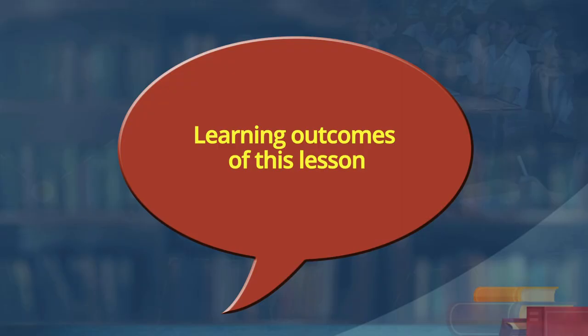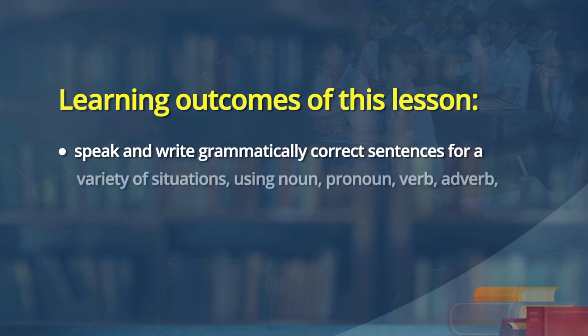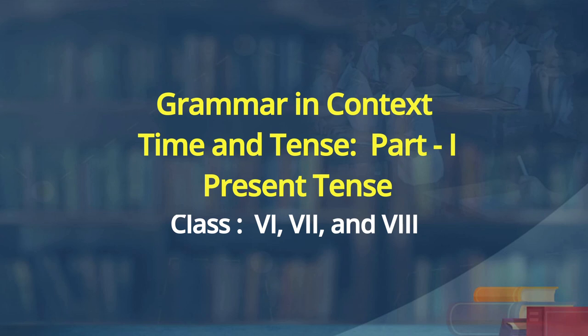Kriti, please read out the learning outcomes of this particular unit for learning grammar. Learning outcomes of this lesson: you will be able to speak and write grammatically correct sentences for a variety of situations using noun, pronoun, verb, adverb, determiners, etc. And this is part one of grammar in context, time and tense. We will come with many more parts.